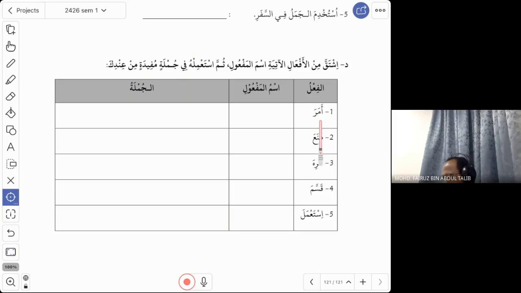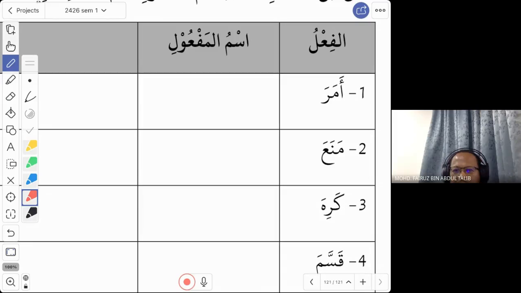Amara. To command, or to ask somebody to do something, you say amara. So what is the ism maf'ul? This is similar to the previous exercise. Yes, what is ism maf'ul?